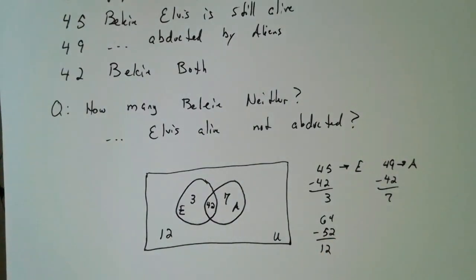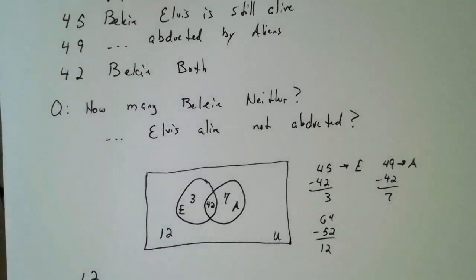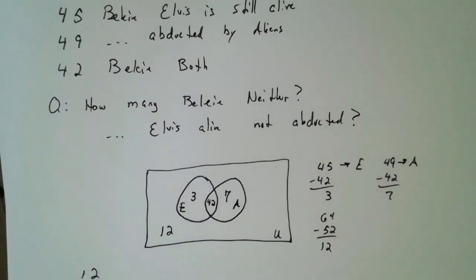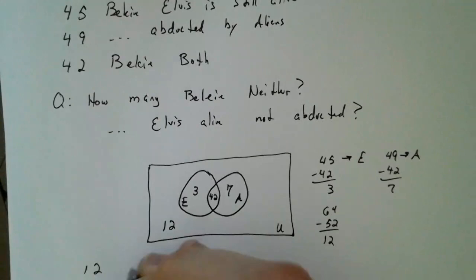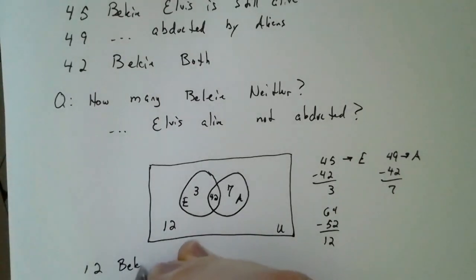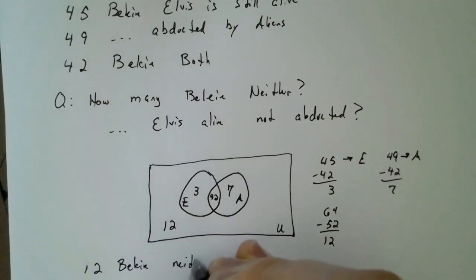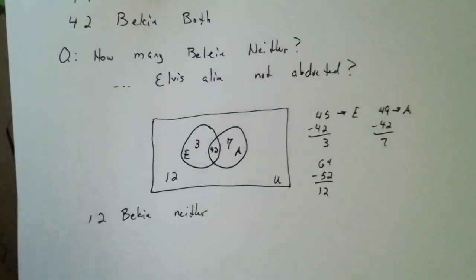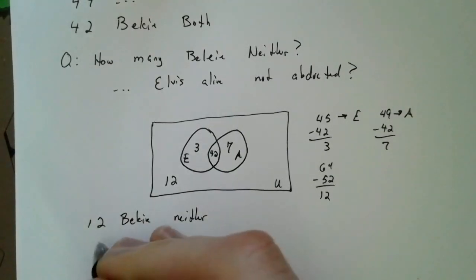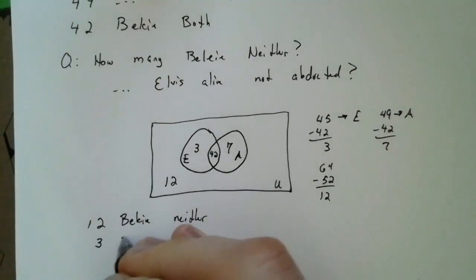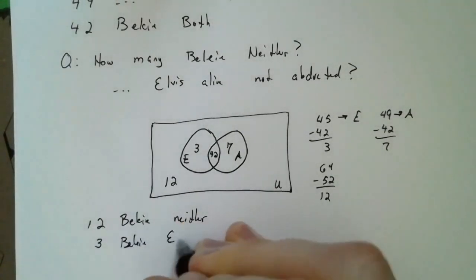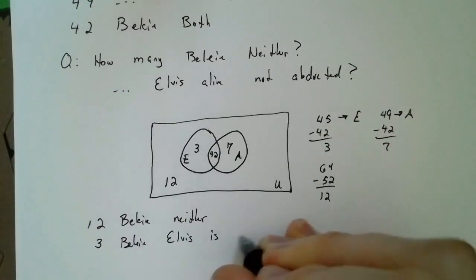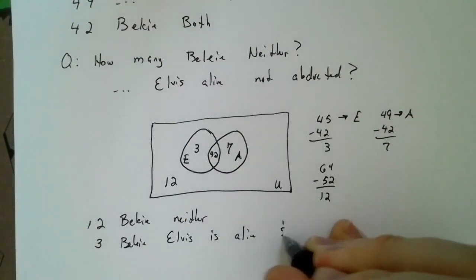And so if we do that, we can now answer these questions fairly straightforwardly. How many people believe neither of these things? Well, 12 people believe neither. And then how many believe that Elvis is alive, but don't believe they were abducted by aliens? There's 3. So 3 believe Elvis is alive, and they haven't been abducted.